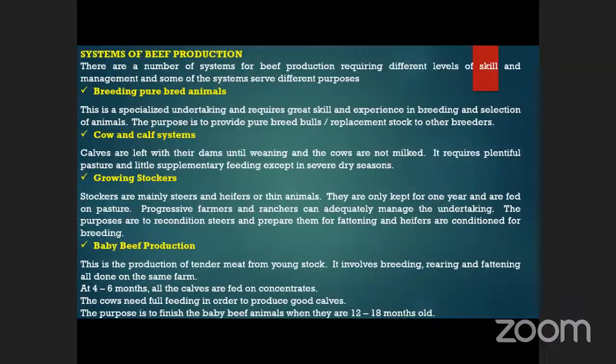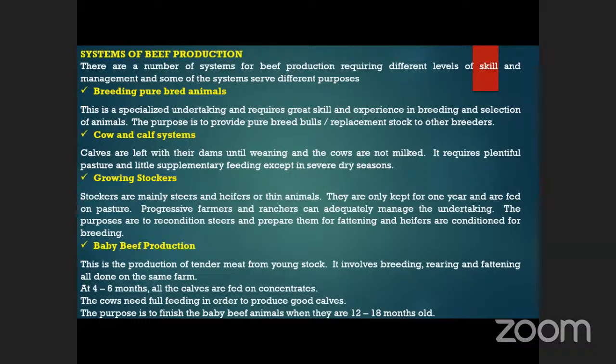Like the first one, which says breeding pure herd animals. A pure animal, for example, a Frisian. A Frisian is pure. Pure meaning it does not have any other qualities. It is purely a Frisian. Not again a local which has mated with a Frisian. That one now becomes diluted. It's not pure.